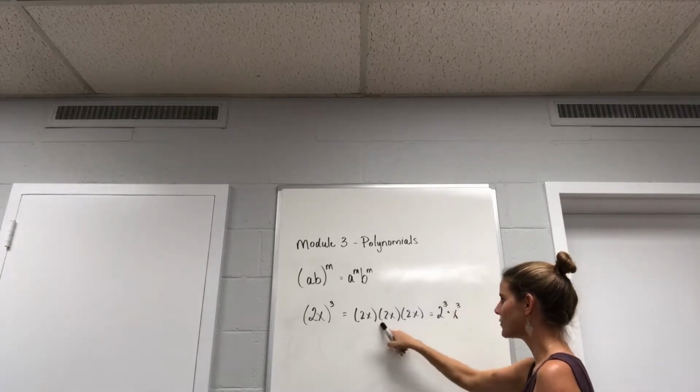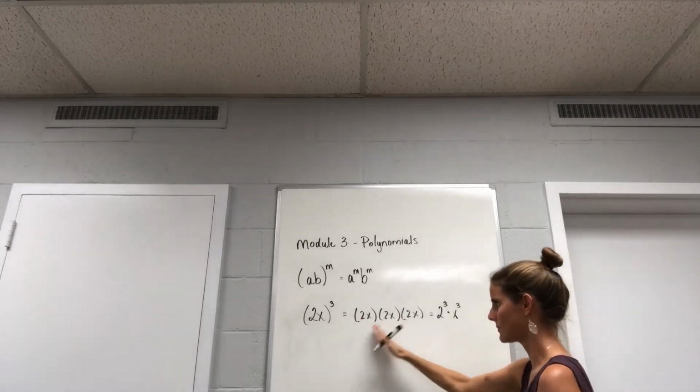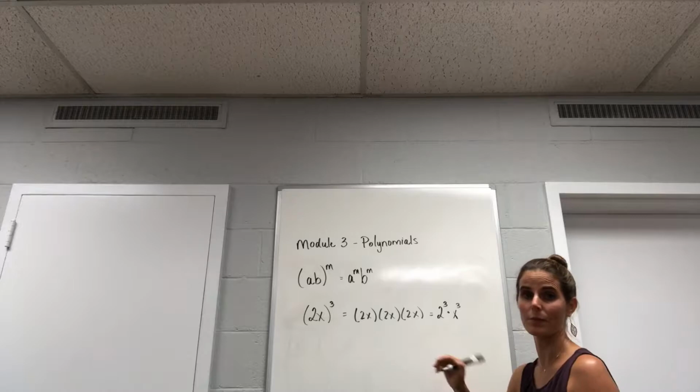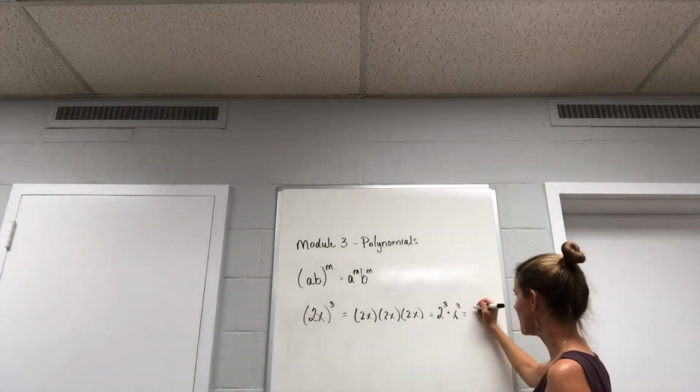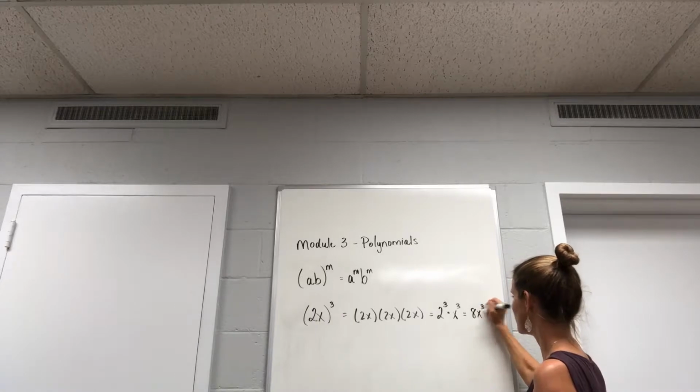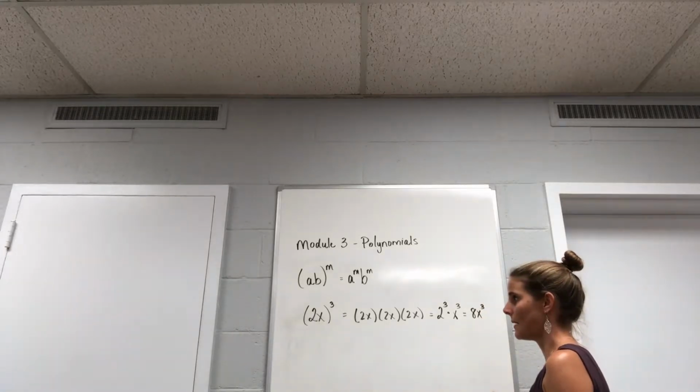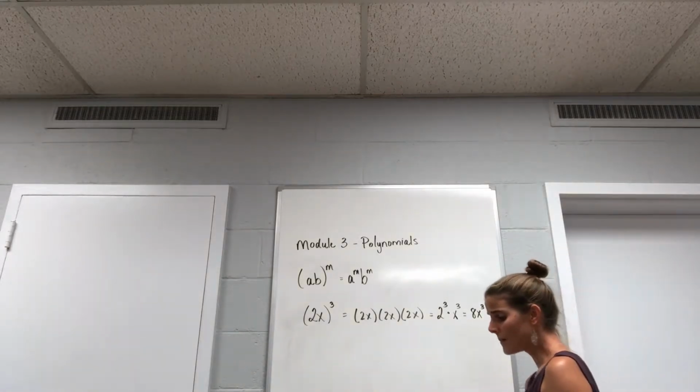And by the way, I can rearrange this and make it 2 times 2 times 2 times x times x times x by the commutative property of multiplication. And then 2 to the 3rd power is 8, so we get 8x cubed as our answer. So that's the power rule.